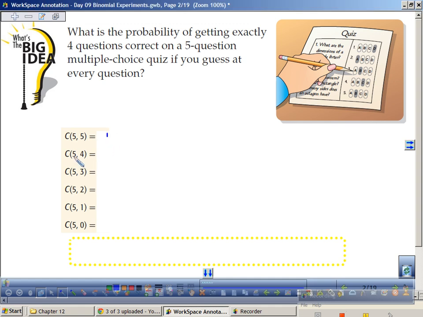1. What's 5 choose 4? What's 5 choose 3? No. 10. How about this one? What's 5 choose 0? 1. What's 5 choose 1? 5.